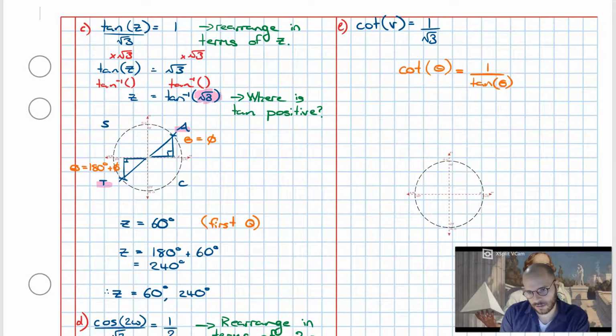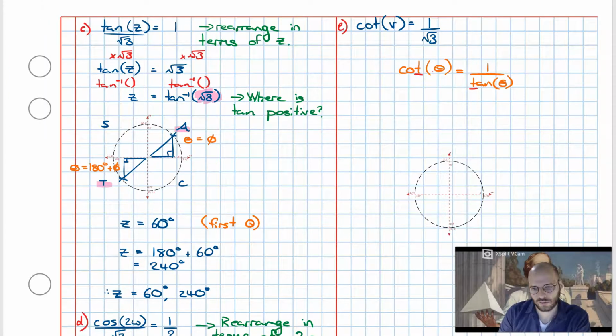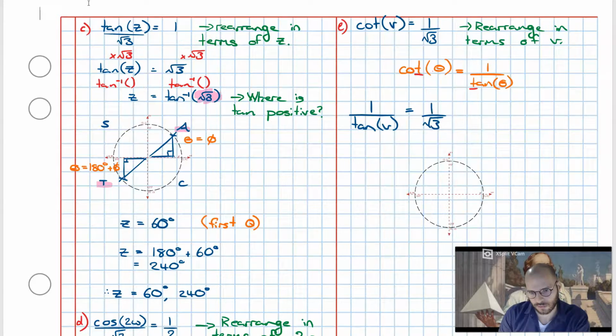And we know that because of the final letter and the first letter here. So it's a reciprocal relationship. So what we're going to do is rearrange this particular equation in terms of v. Carrying out these steps, the first thing I'm going to do is rewrite cotangent as just tangent. So it'll be 1 over tan v, and then we'll have root 3 over 1.